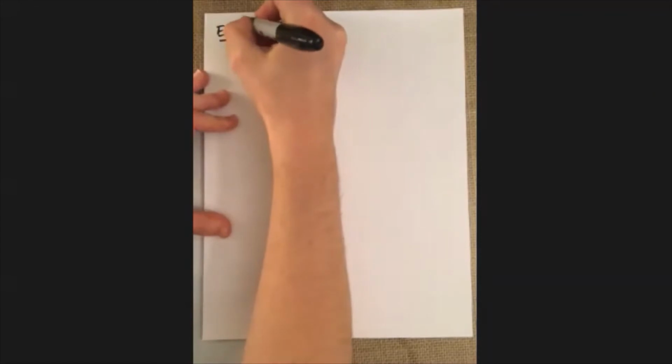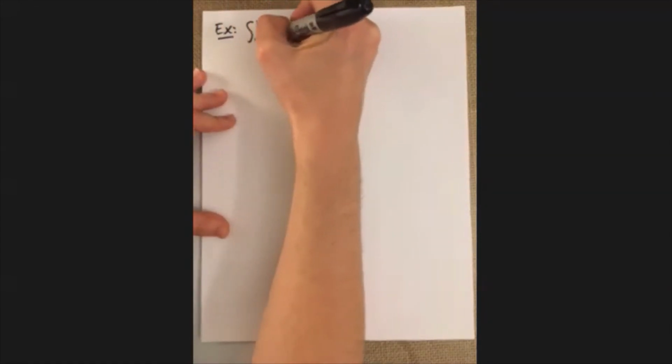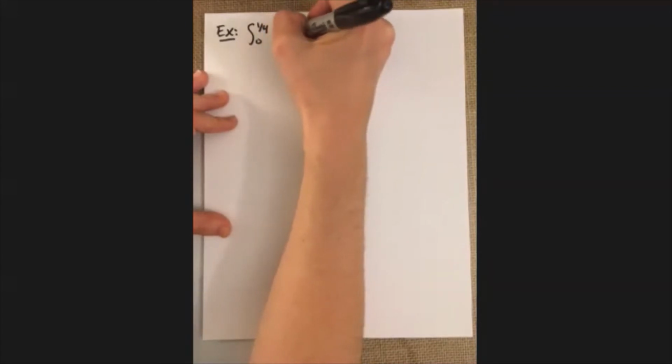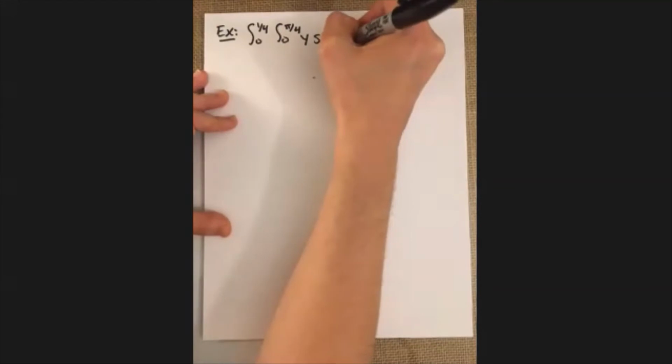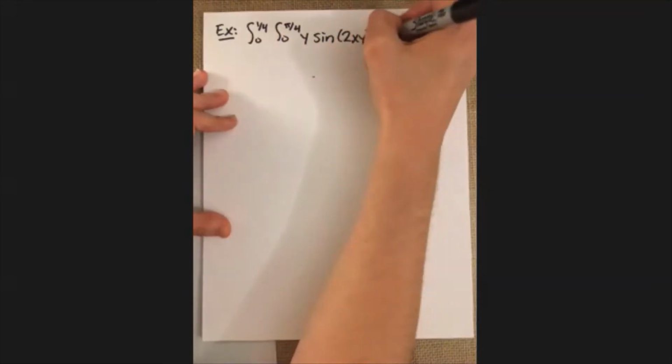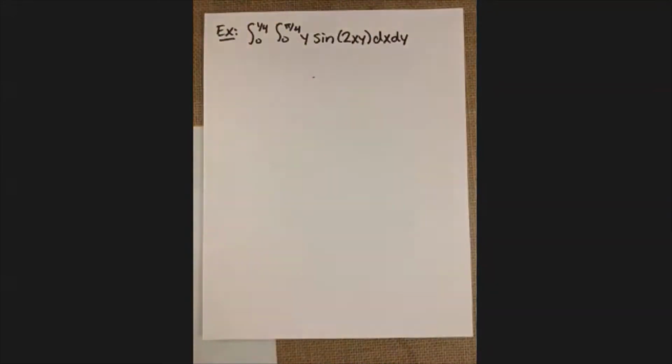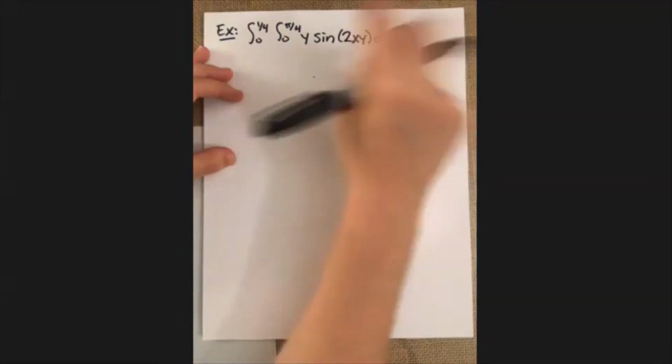In this particular example, we're going to take the integral from 0 to 1 over 4, integral from 0 to pi over 4, and then y sine of 2xy dx dy. Okay. So in this particular scenario, like in the last 2 examples that we've looked at, we've been able to split them up into pieces. But this particular one, we can't. But we can a little bit, I guess.